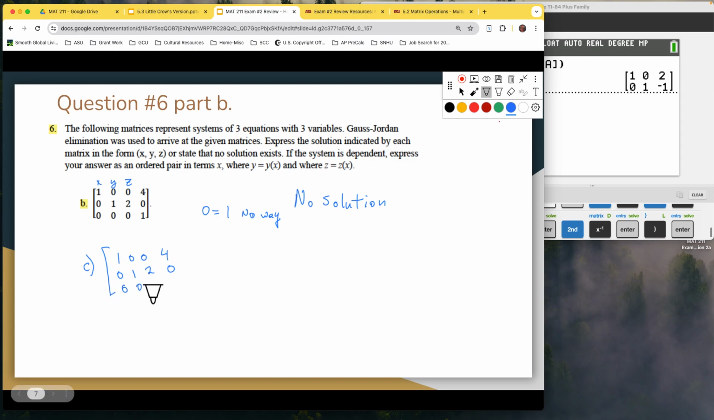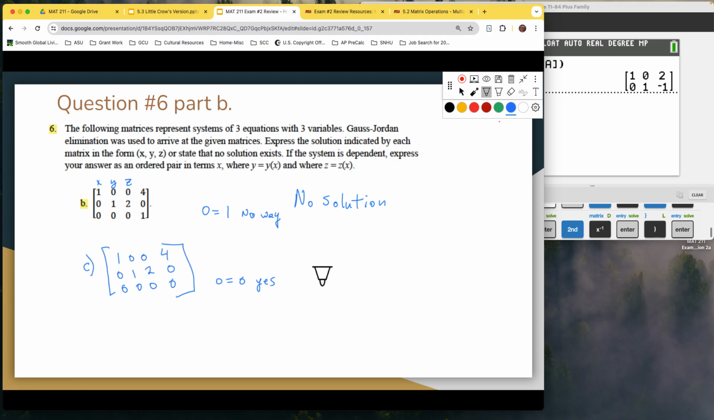And then 0, 0, 0. If this had been our answer, notice it's pretty much the same thing, except now I've got 0 equals 0, which is true. 0 does equal 0. Yes, that happens. So in this case, this is a dependent system. So what we do is we convert over.